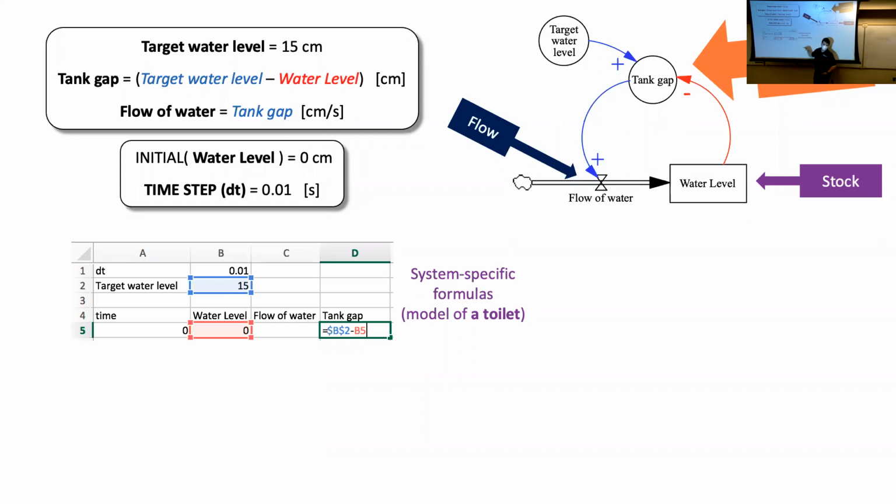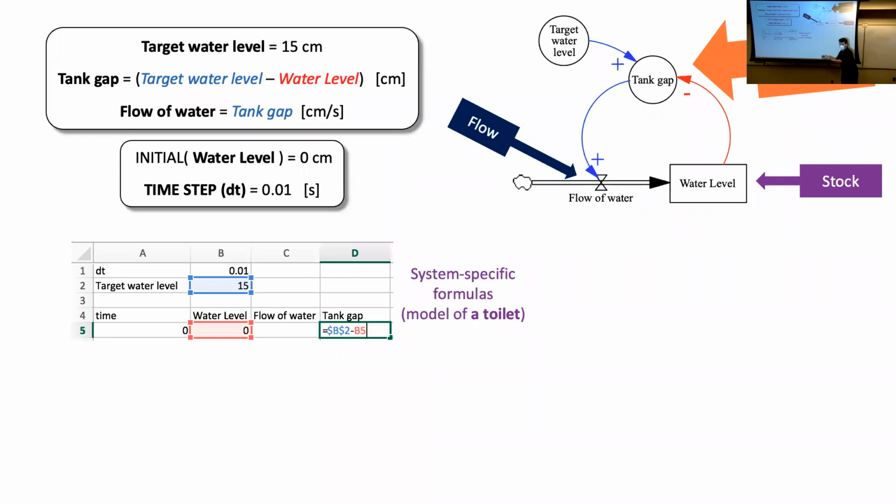Now, the other thing we have to do that's specific to this system is put in our initial condition. So our initial condition for the stock is 0. And then we have to put in the formula for the flow. This formula is just 15 minus whatever the current water level is. Now, where did I get that formula? I gave it to you.